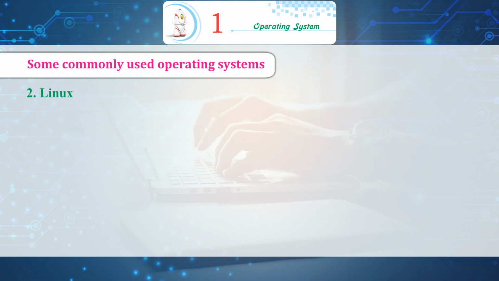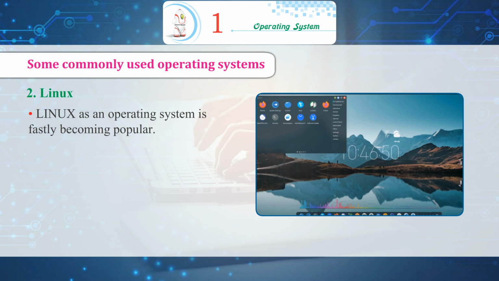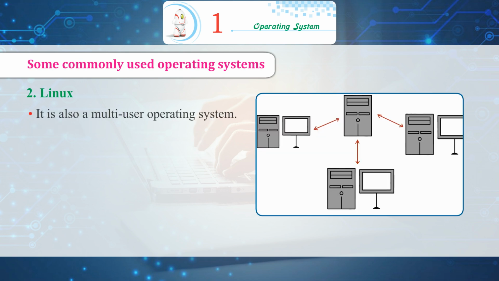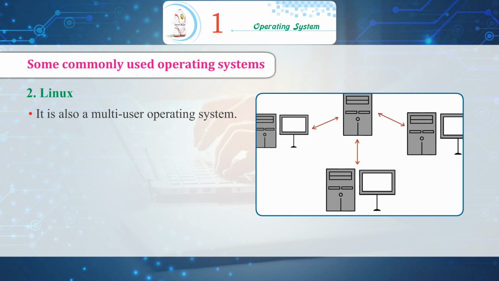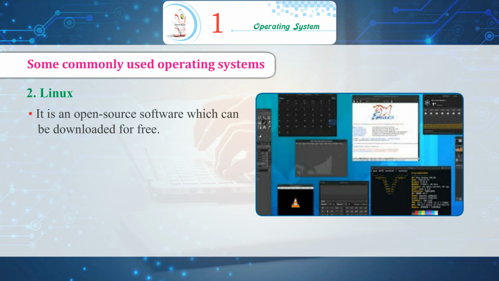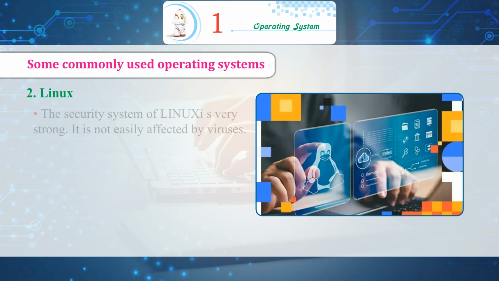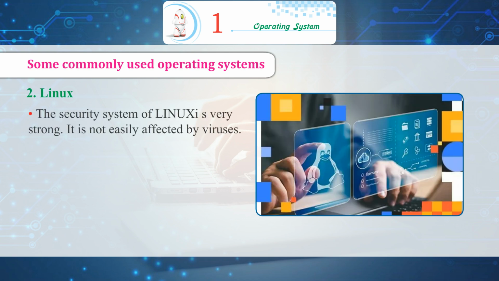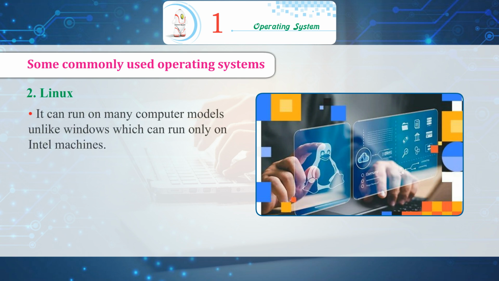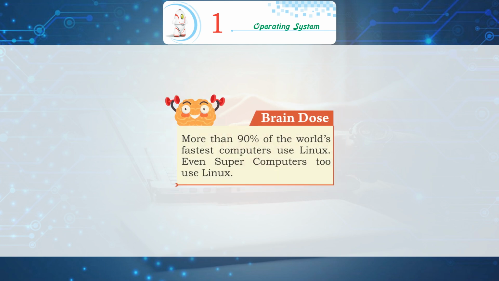2. Linux. Linux as an operating system is fast becoming popular. It is also a multi-user operating system. It is open-source software which can be downloaded for free. The security system of Linux is very strong. It is not easily affected by viruses. It can run on many computer models, unlike Windows, which can run only on Intel machines. Brain dose: more than 90% of the world's fastest computers use Linux. Even supercomputers use Linux.